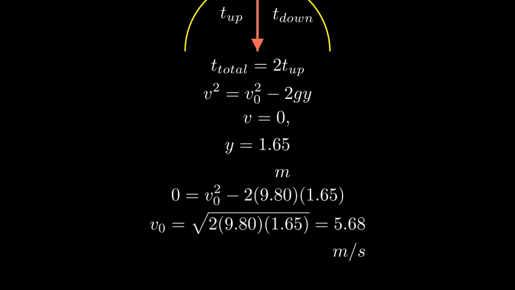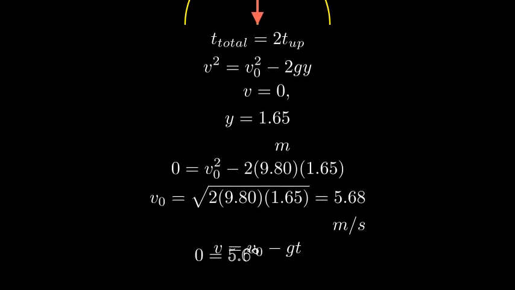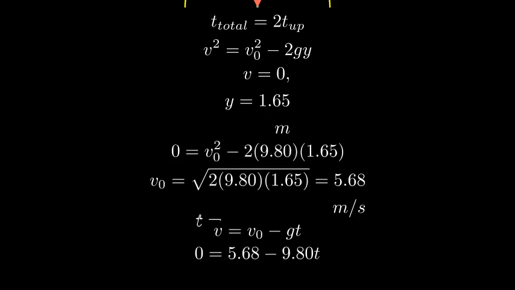Now we can find the time to reach maximum height using another equation. V equals V naught minus gt. At the maximum height, velocity is 0 again, and we now know V naught is 5.68 meters per second. Solving for t, we get t equals 0.58 seconds. This is the time to reach maximum height. Since the total time is twice this value, the kangaroo is in the air for 1.16 seconds.